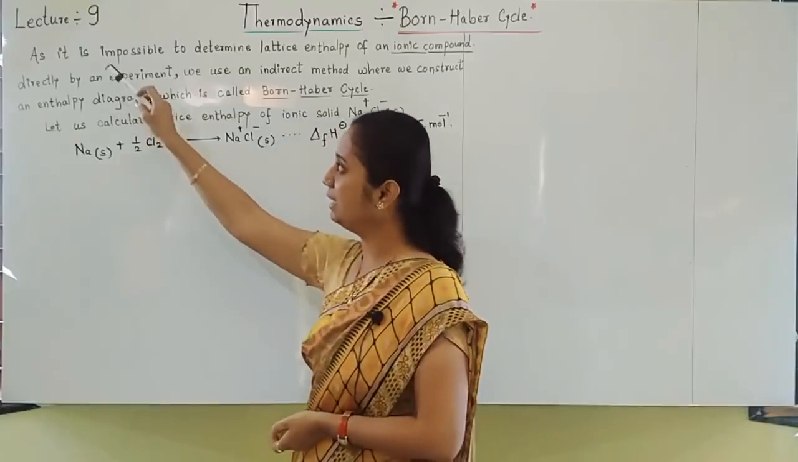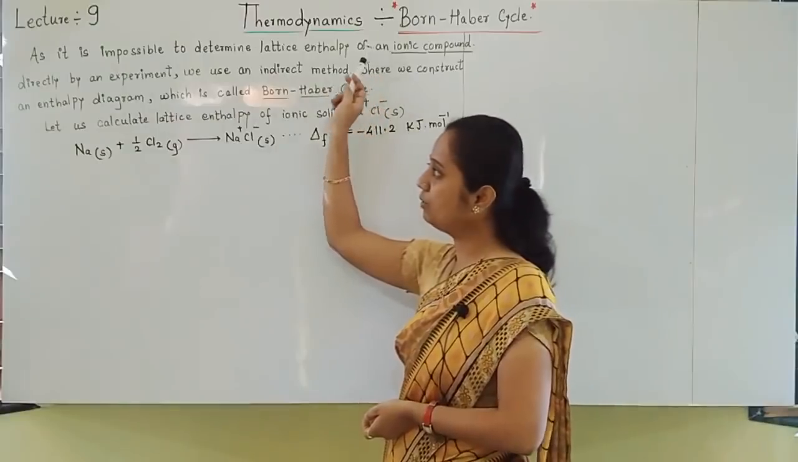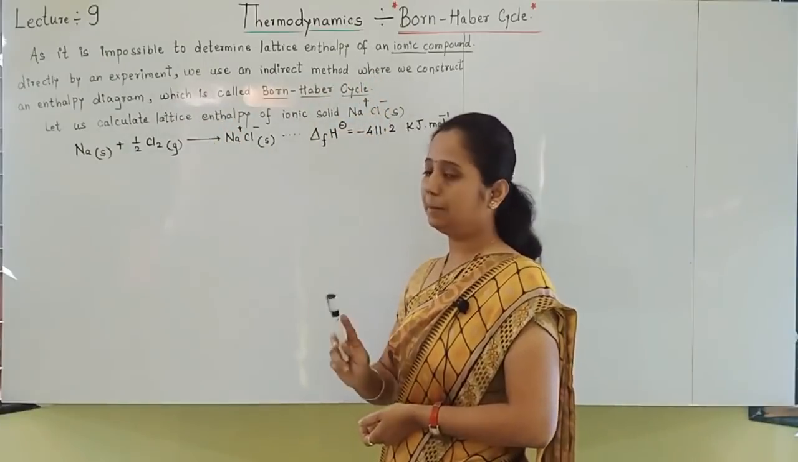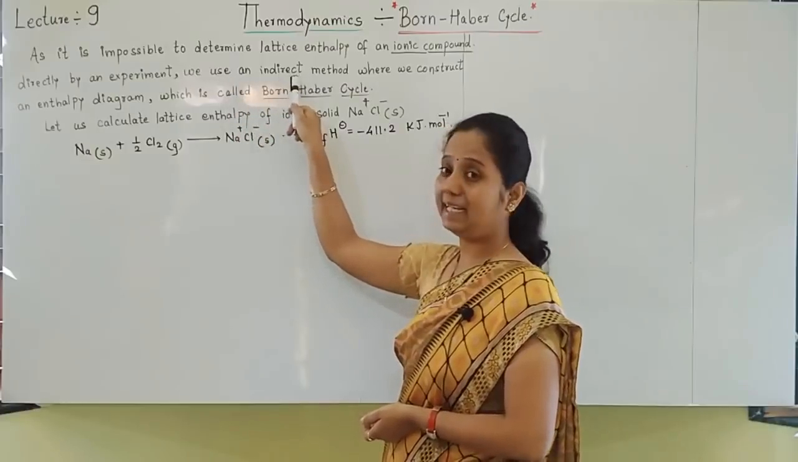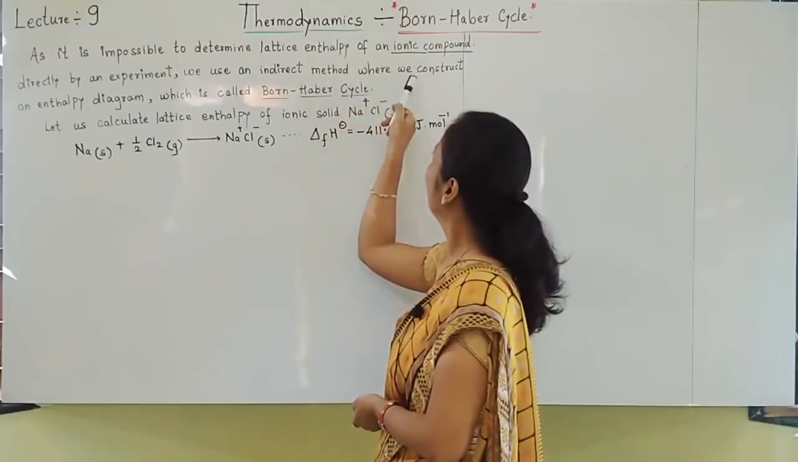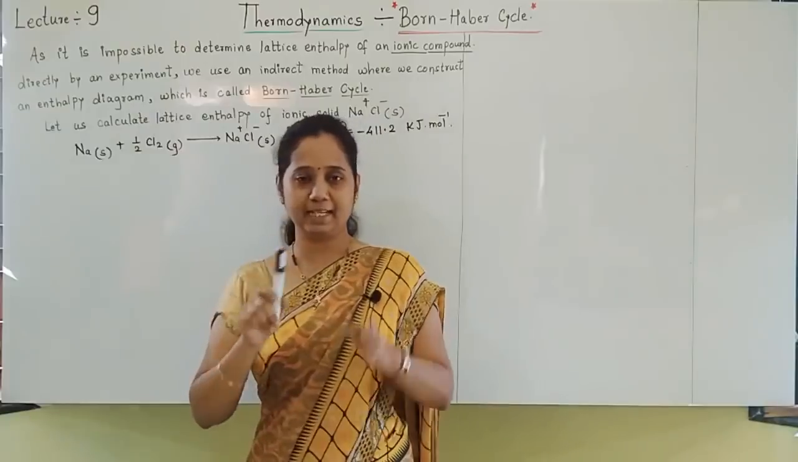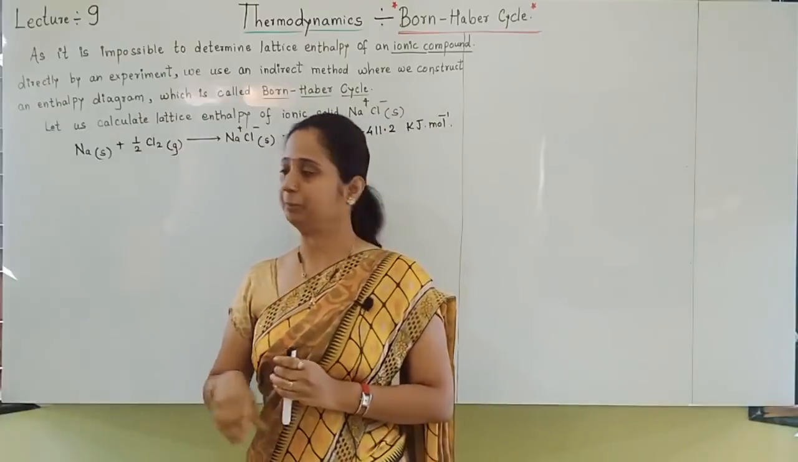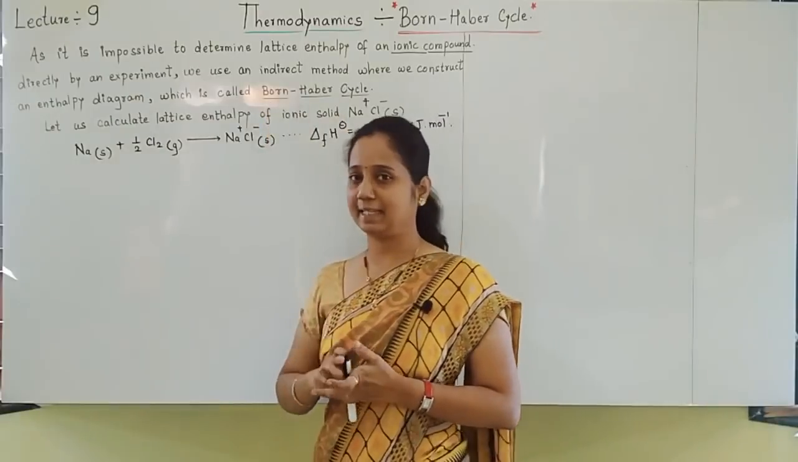So let us see what I have written. It is impossible to determine the lattice enthalpy of an ionic compound directly by doing an experiment. So we use an indirect method. In that indirect method, we construct an enthalpy diagram, which is called the Born-Haber cycle.